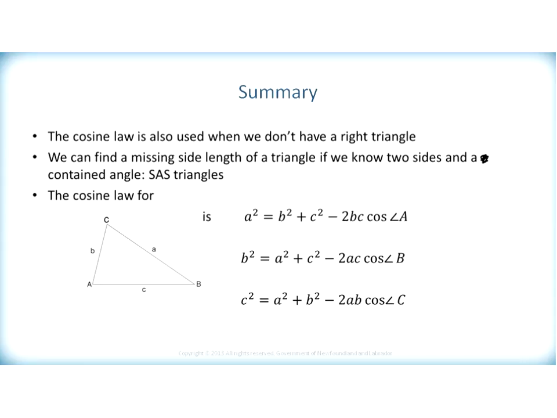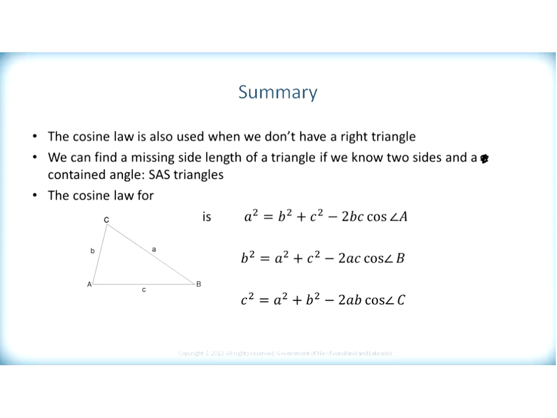The cosine law, depending on which side you're looking for, if you're looking for side A, is a squared equals b squared plus c squared minus 2bc cos angle A. B squared is equal to a squared plus c squared minus 2ac cos angle B, or c squared equals a squared plus b squared minus 2ab cos angle C.